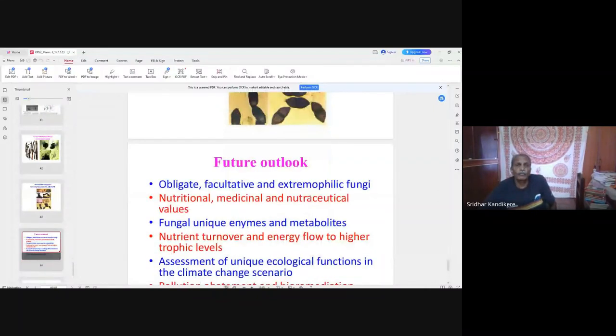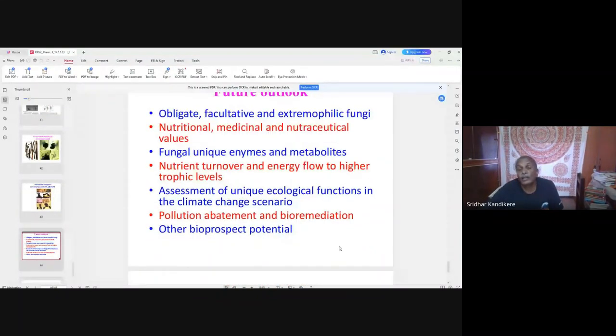And future work, if you look into the work, what I personally feel is that obligate, facultative, and extremophilic fungi have to be worked out. And nutritional, medicinal, and nutraceutical values are very important. And fungal unique enzymes and metabolites are very useful, as the previous speaker was mentioning. Nutrient turnover and energy flow to higher trophic levels is very important.